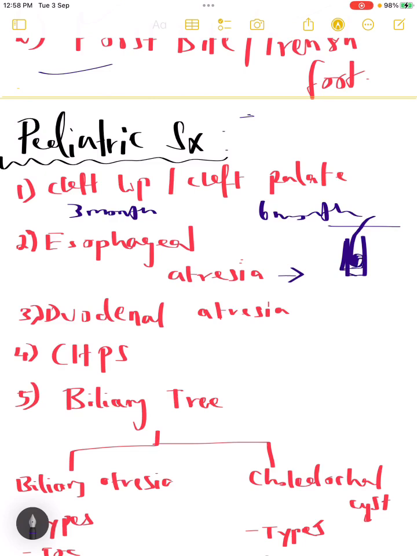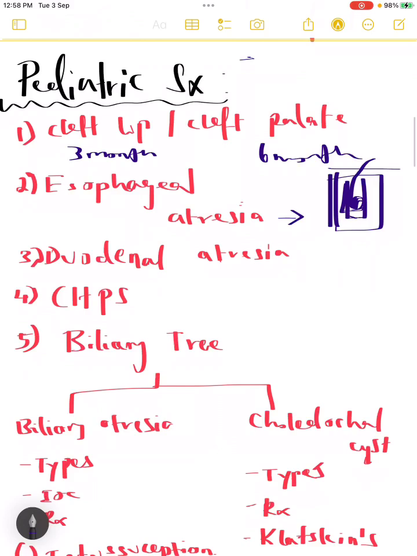If we take an x-ray while doing the endotracheal tube, there will be coiling of the spring in the image. With these symptoms and radiological image, we can directly go for esophageal atresia. So study about this particular topic from esophageal atresia.